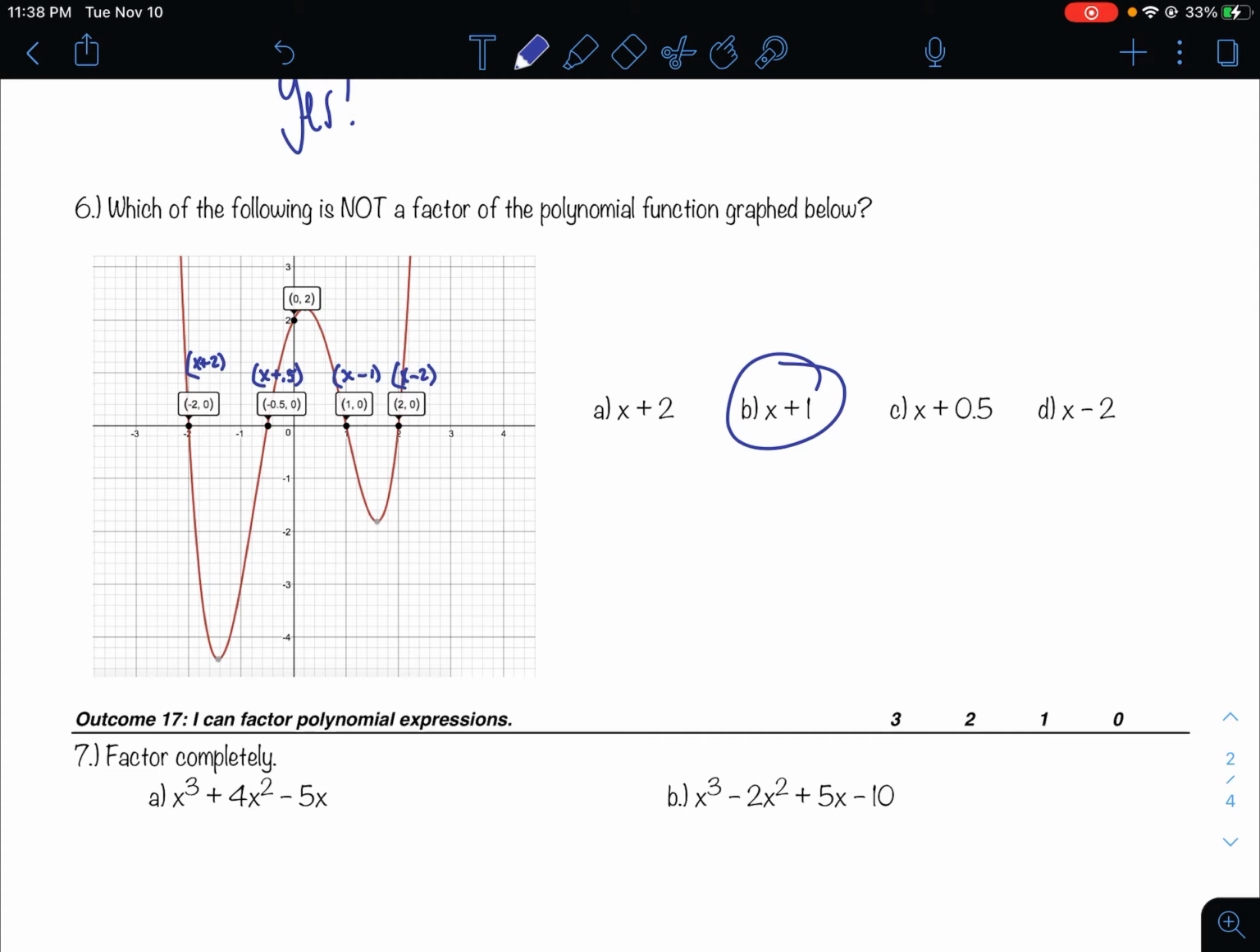But let's just check and verify. X plus 0.5, yes, that one's there. X minus 2, yep, that one's there. So this is the one that doesn't belong, and so that's the answer.